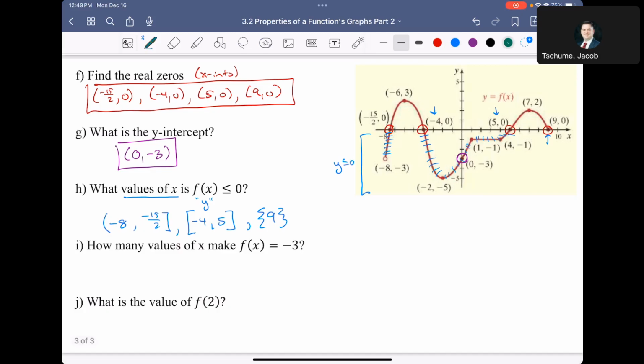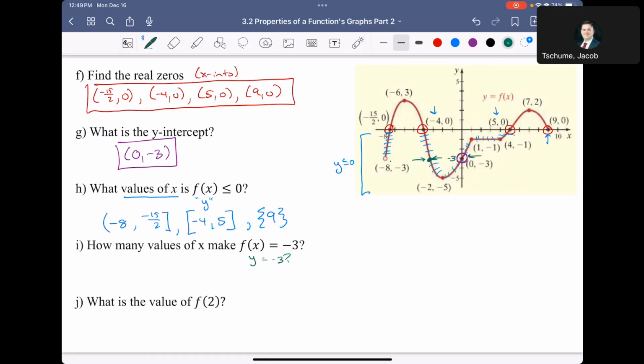On part I, how many values of x make f of x equal -3? Once again, remembering f of x is the same thing as y. So you're asking yourself, how many different times is there a y value of -3 on this graph? Well, if I go to y equals -3, which is right here, just look left and right and ask how many times it crosses. Well, there's one here. Even though it's not labeled, there's one right here, and I'll put a little dot there just so you can see it.